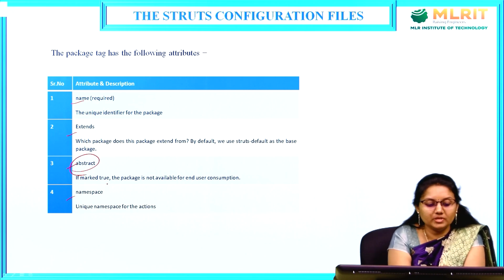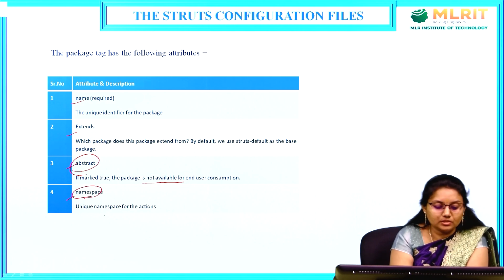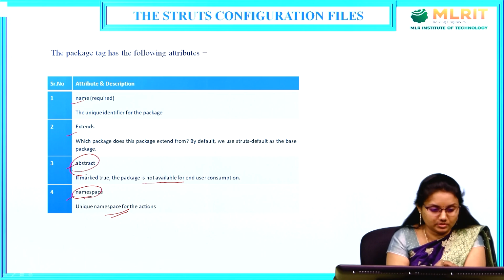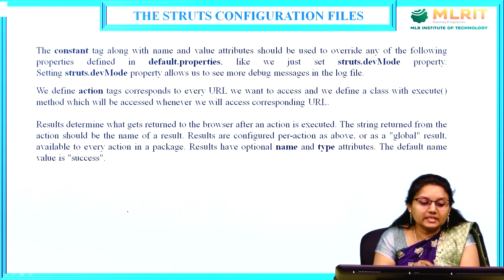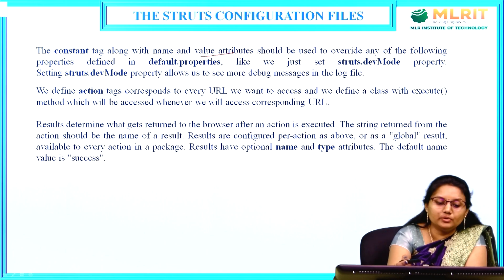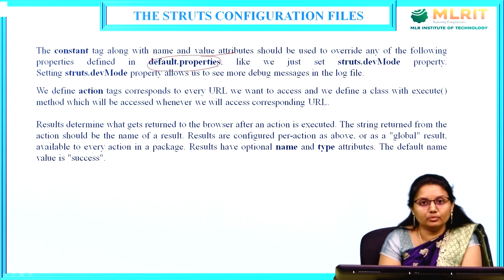What does abstract mean? If marked true, the package is not available for end user consumption. Namespace, a unique namespace for the actions. Okay, a unique namespace has to be given. The constant tag along with the name and value attributes should be used to override the following properties. Okay, default properties we normally give where you write the extends, or if you want to change that, we can use this constant tag. And dev mode is always set with the struts.devMode property.